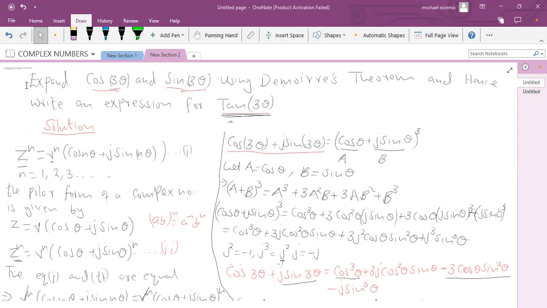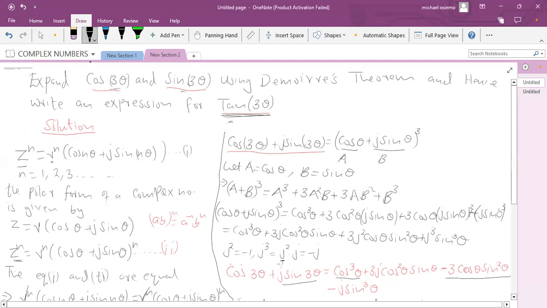Welcome to Mathematics Solutions. Suppose you've been given a question to expand cos 3θ and sin 3θ using De Moivre's theorem, and hence write an expression for tan 3θ. Now, the first thing you have to do is to state De Moivre's theorem.